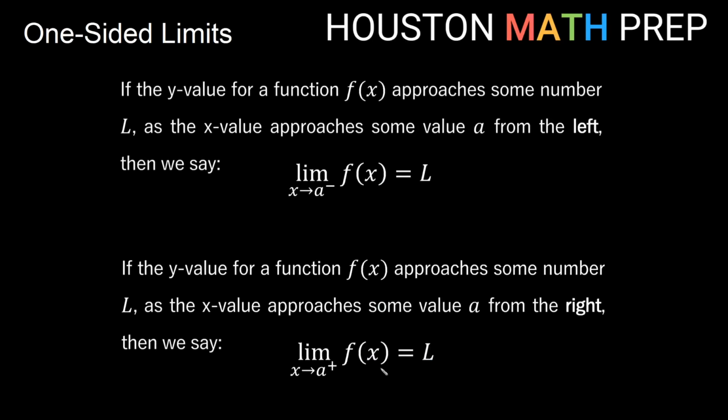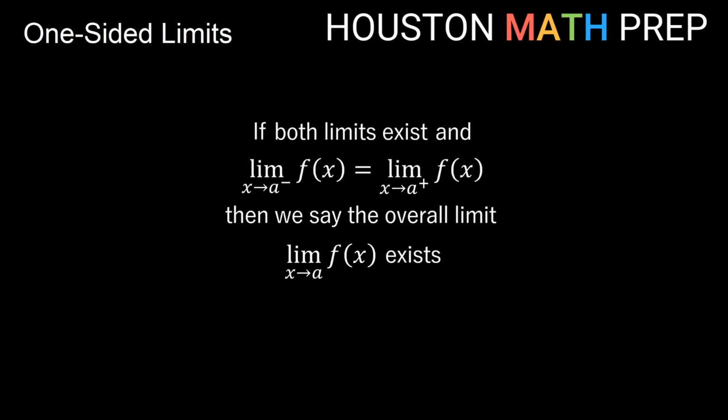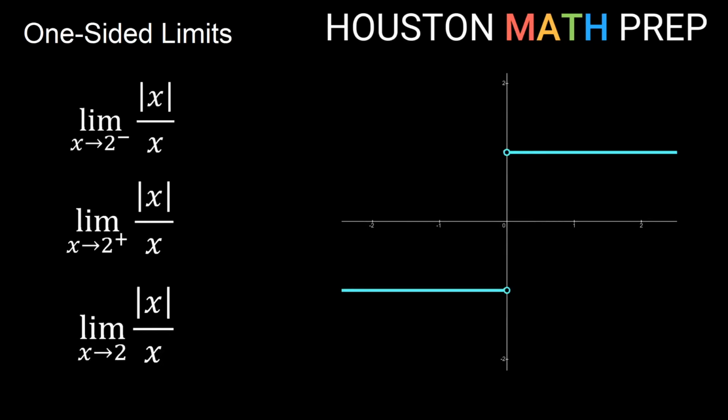Of course, if both of these limits are the same from both sides, then the general limit exists, right? We know that about limits. Let's look at some examples here.